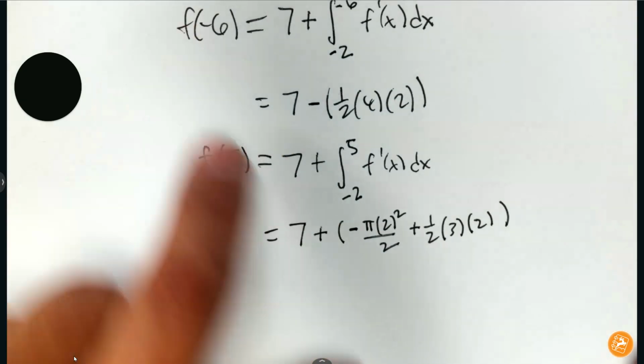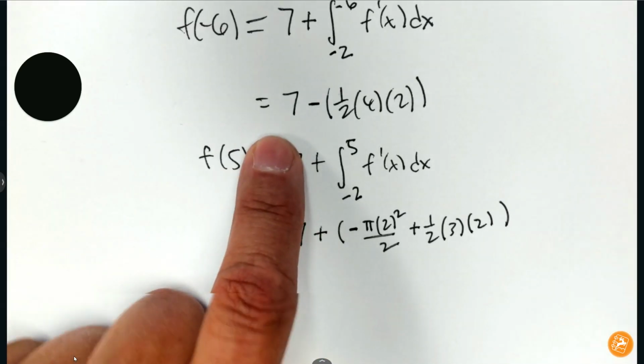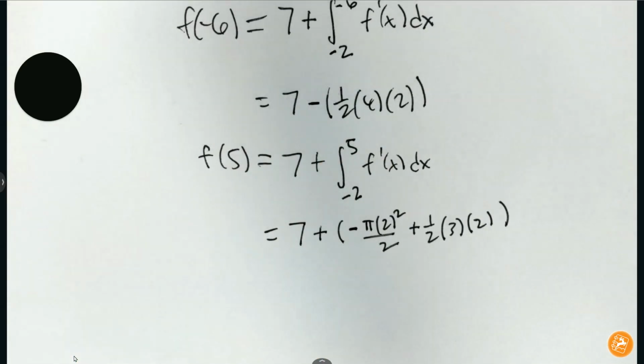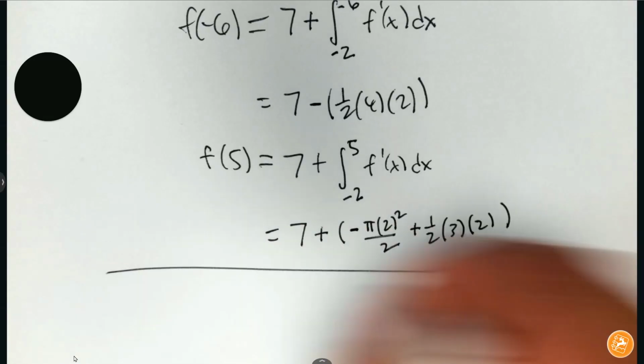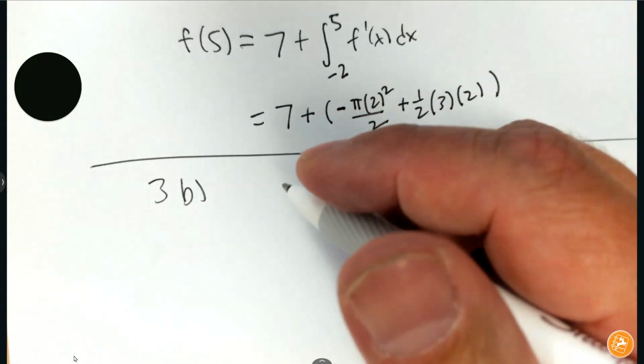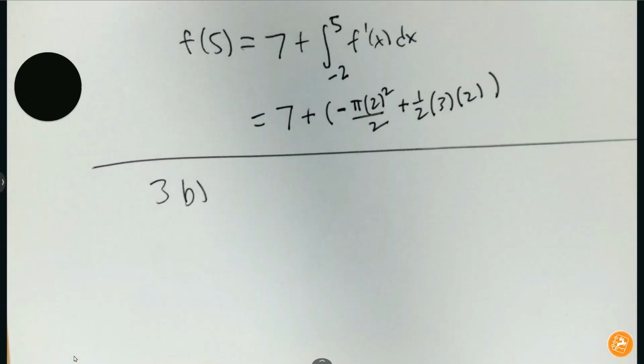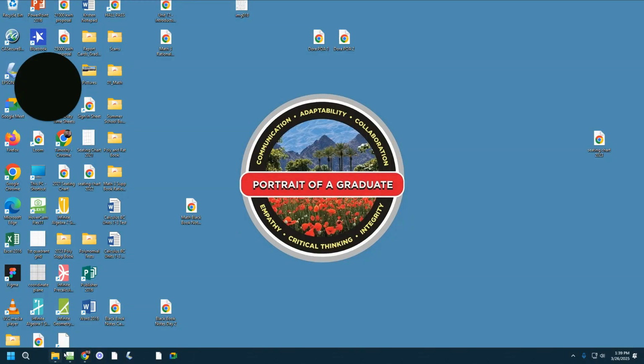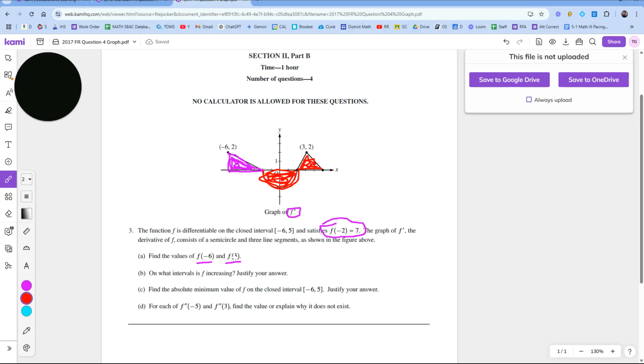I don't need to simplify it for this part. There might be a question later on that requires me to know that answer. So if I need that exact answer or simplified answer, I will when I'm being asked for it later on. So 3A is done. 3B. So on 3B it says, on what intervals is f increasing? Let's go back to this again. So on what intervals is f increasing? Now remember, this graph is the graph, and I'm going to erase this now so I don't have to see it.